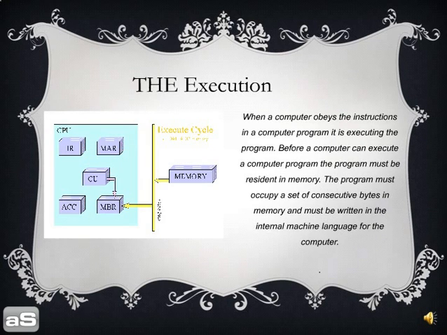The execution. When a computer obeys the instructions in a computer program, it is executing the program. Before a computer can execute a computer program, the program must be resident in memory. The program must occupy a set of consecutive bytes in memory and must be written in an internal machine language for the computer.